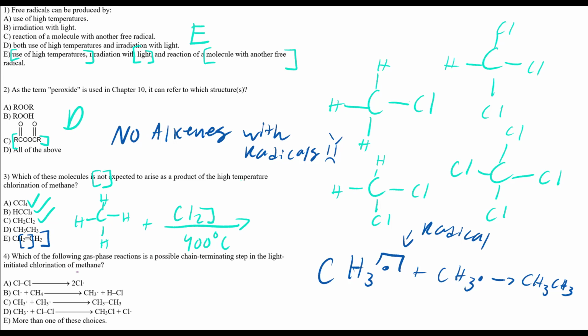Now we move on to number 4. So this was E. Number 4 says, which of the following gas phase reactions is a possible, that means it can happen, chain terminating step in the light initiated chlorination of methane? This portion right here could scare you, so don't pay attention to it. All the question is asking you is, what is a terminating step? A terminating step is always when 2 radicals connect. When 2 little electrons connect, you don't have any more radicals. And if I don't have any more radicals, my process ends, right?